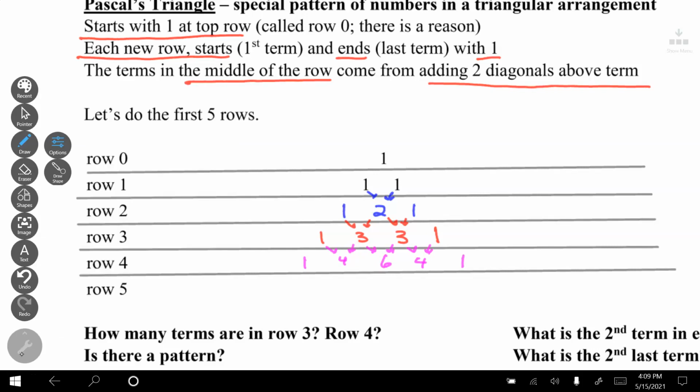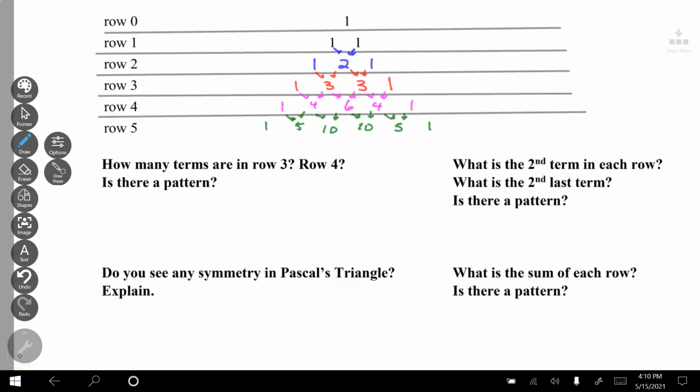And then finally, start with a 1. Add these two terms: 5, 10, 10, 5, and finally ends with a 1. Those are the first 5 rows of Pascal's triangle. So let's see what we see.